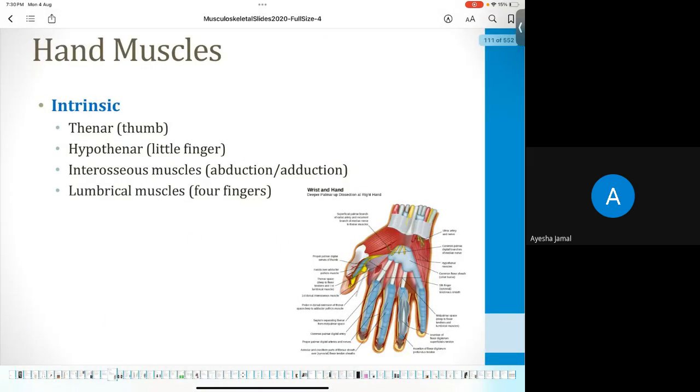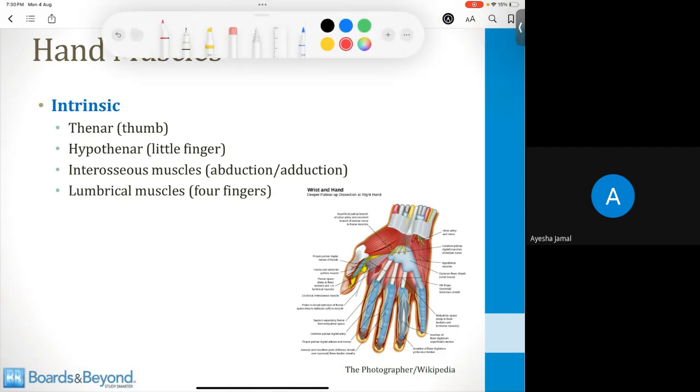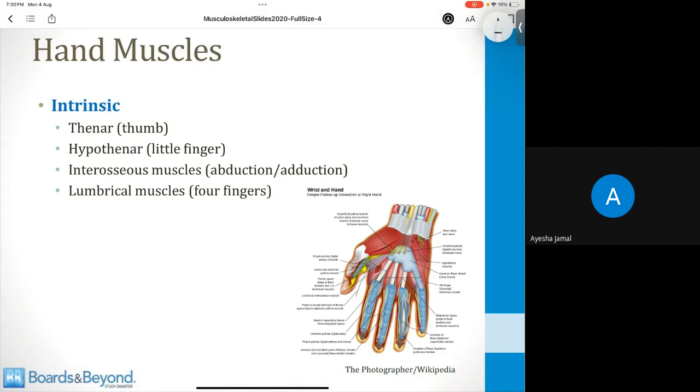Intrinsic muscles. We have thenar muscles, hypothenar muscles, interosseous muscles, and lumbricals. We already discussed all of these muscles in detail. What was the function of the thenar muscles? OAF: opposition of your thumb, abduction of your thumb, flexion of your thumb. Am I right?